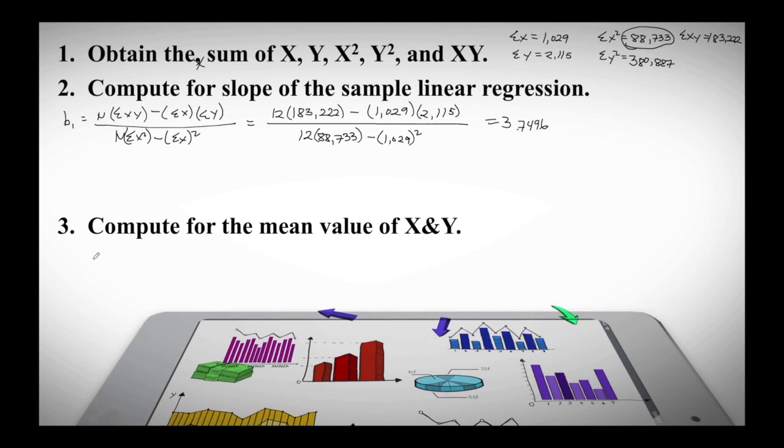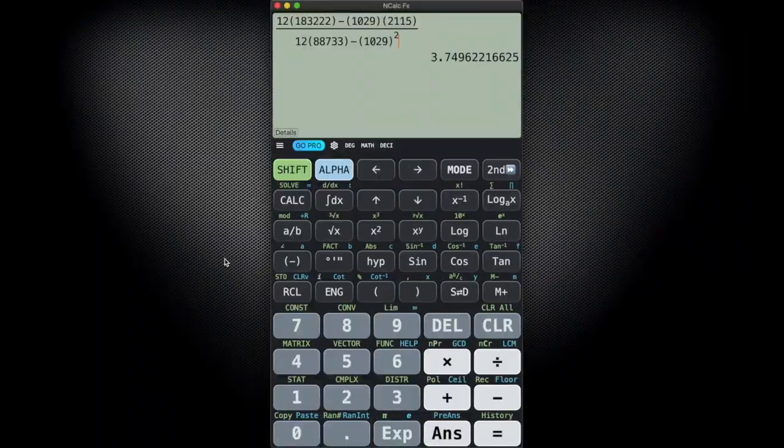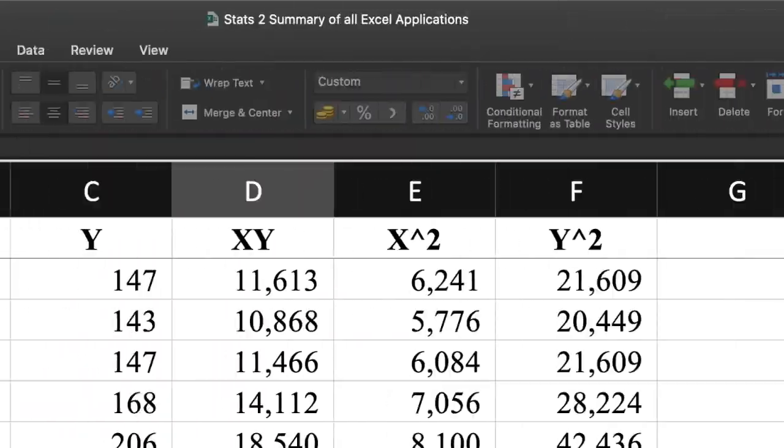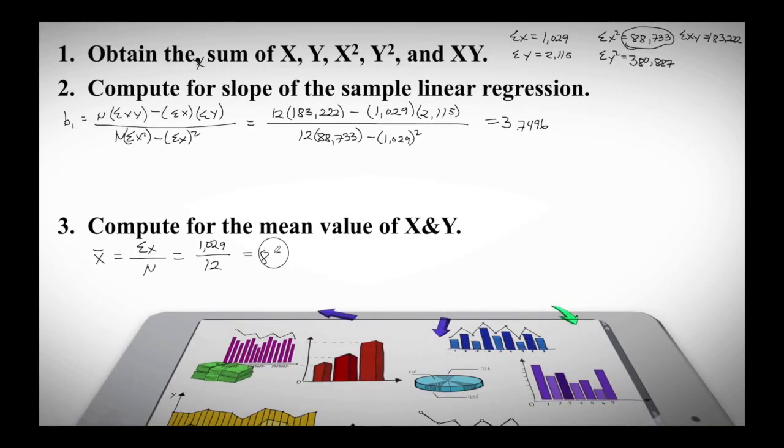For the mean of X, that is represented by X bar. X bar means mean. Summation of X na meron tayo doon over N natin. Ano po itong N? Kung ilan yung data natin, which is 12. Okay, so summation of X, we have 1,029 over 12. That will be the mean of the X. Okay, so let's go to our calculator. Let's have here 1,029 divided by 12. So basically, we have 85.75 as the value for X bar. Okay, so let's write it here, 85.75.